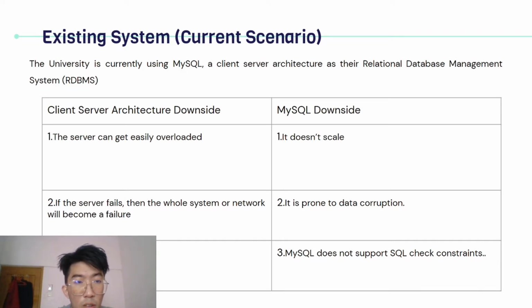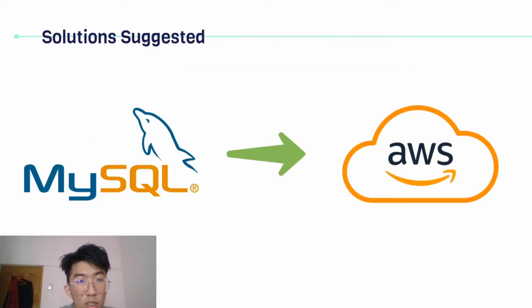I would like to explain some of the client-server architecture downsides. The server can get easily overloaded when it receives too many simultaneous requests from the clients, and if the server fails, then the whole system network will fail. As for the MySQL downsides, it doesn't scale when the size of the database becomes larger and larger, it is prone to data corruption, and MySQL does not support any SQL check constraint. So the solution suggested is to change from MySQL to AWS.